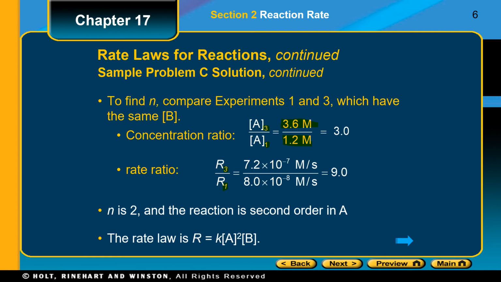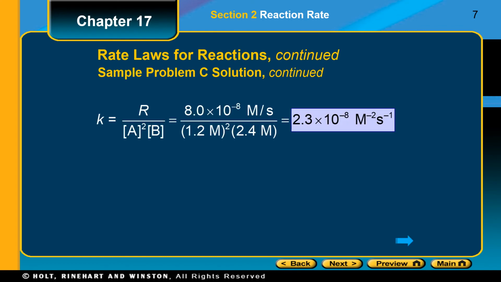So now we can write the rate law because we have now the N and the M both determined. And the rate law is R is equal to K times the concentration of A squared times the concentration of B. And we said it was a direct proportion, so M is equal to 1. You don't have to write the 1 up there, but if you like to, you can. Remember, anything raised to the first power is the same thing.